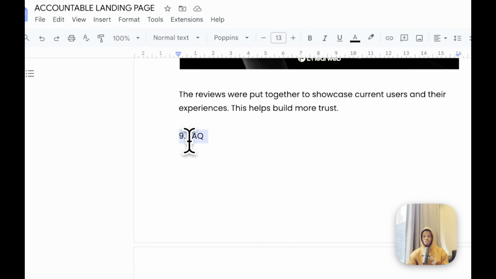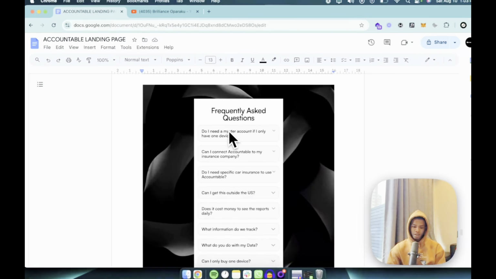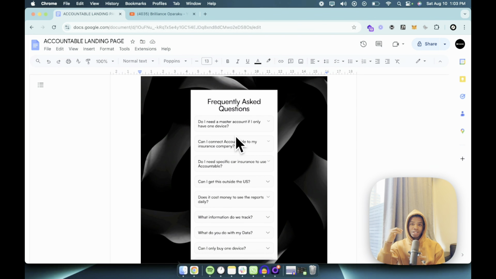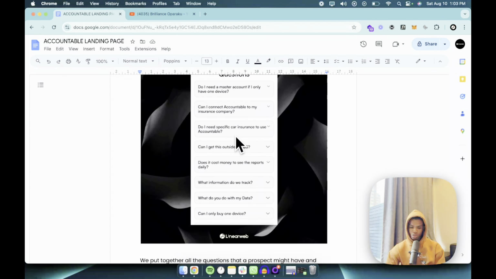The next step is the FAQ, and in this FAQ we put together all the questions that they might have, and each one is going to be in an accordion, and basically when you click on the accordion it expands, and then you can see the answer to that question. So you want to find the 7 to 15 most asked questions from your prospects, and you want to put them in an accordion. That's how you create an FAQ that handles objections and answers your customers' questions.